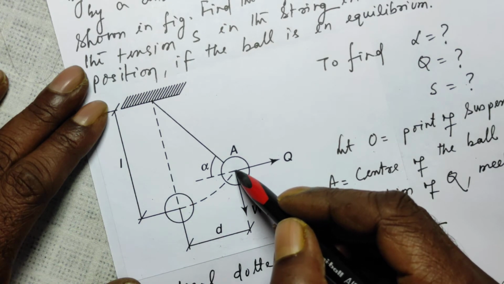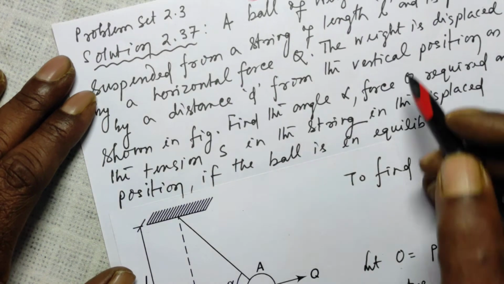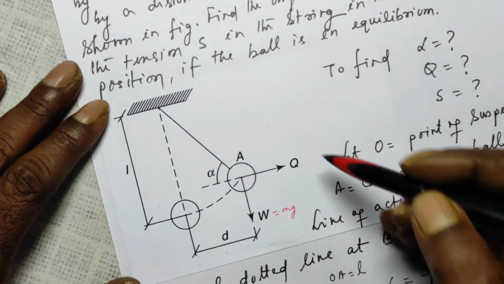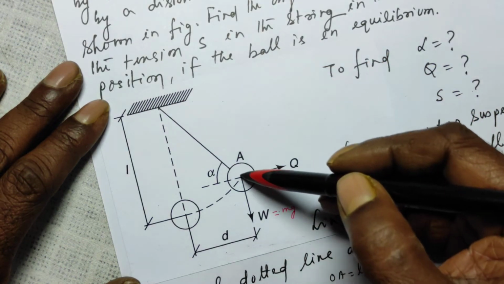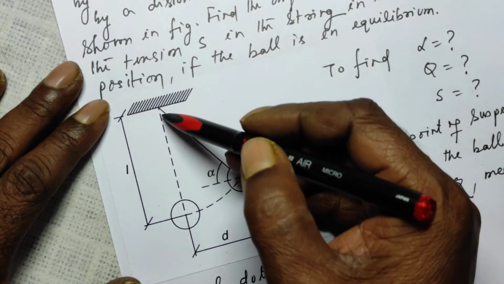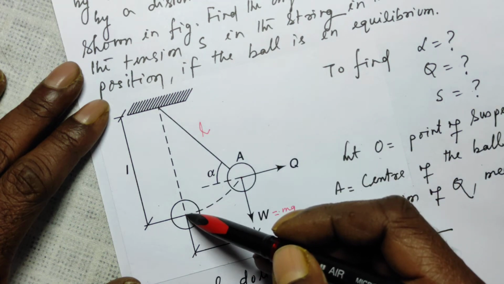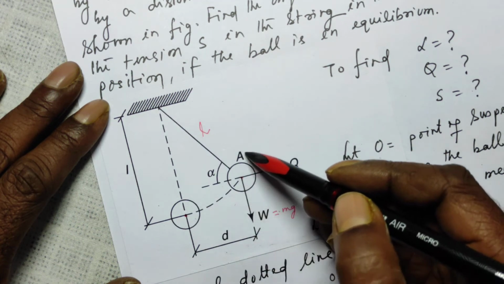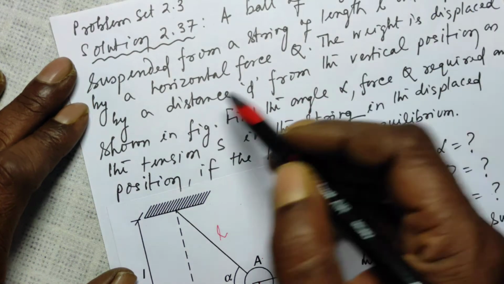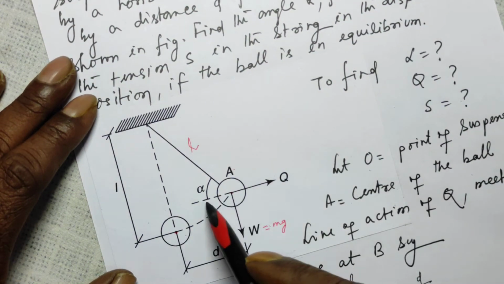The center of the ball is A. This point is A, right? A ball of weight W is suspended from a string of length L. From this point to this point is the length of the string. It was initially suspended like this, so from here to here it is also L. This point is the same as this point, that is the point A, the center of the ball. And it is pulled by a horizontal force Q.